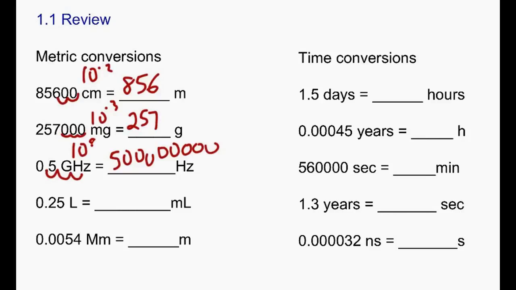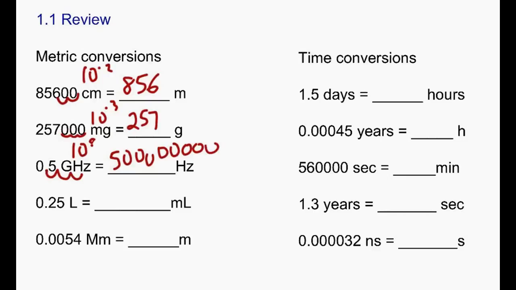So a gig is pretty big. You can see on your sheet a terabyte is actually bigger yet. It's 10 to the 12. So if you buy a new computer with a terabyte of memory, that means you actually have 10 to the 12 bytes. It's a massive amount of storage ability. Okay, let's do a couple more.